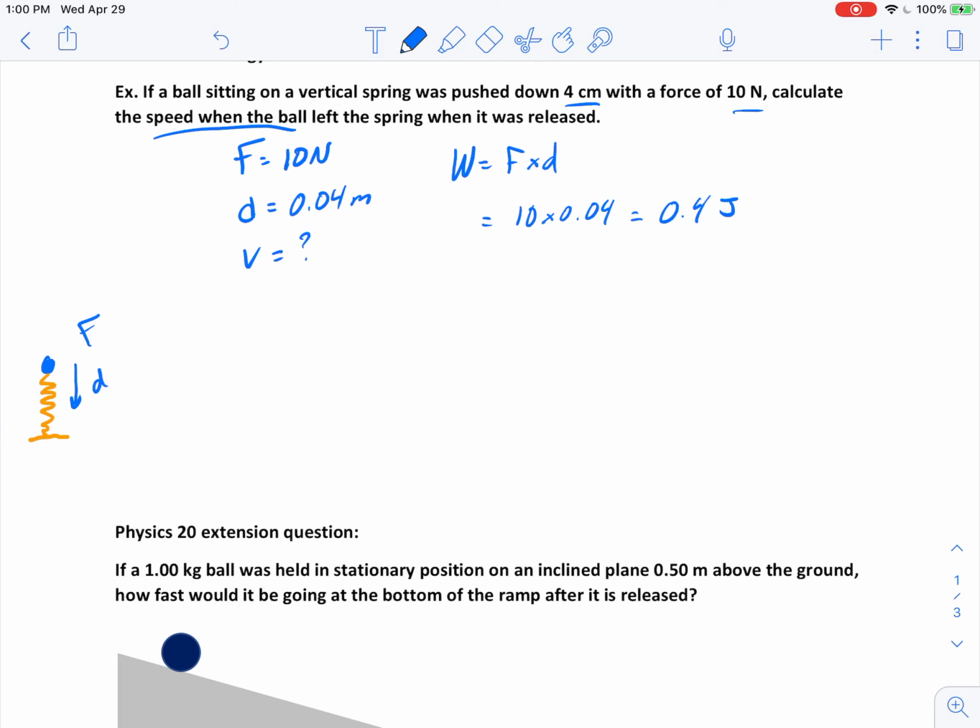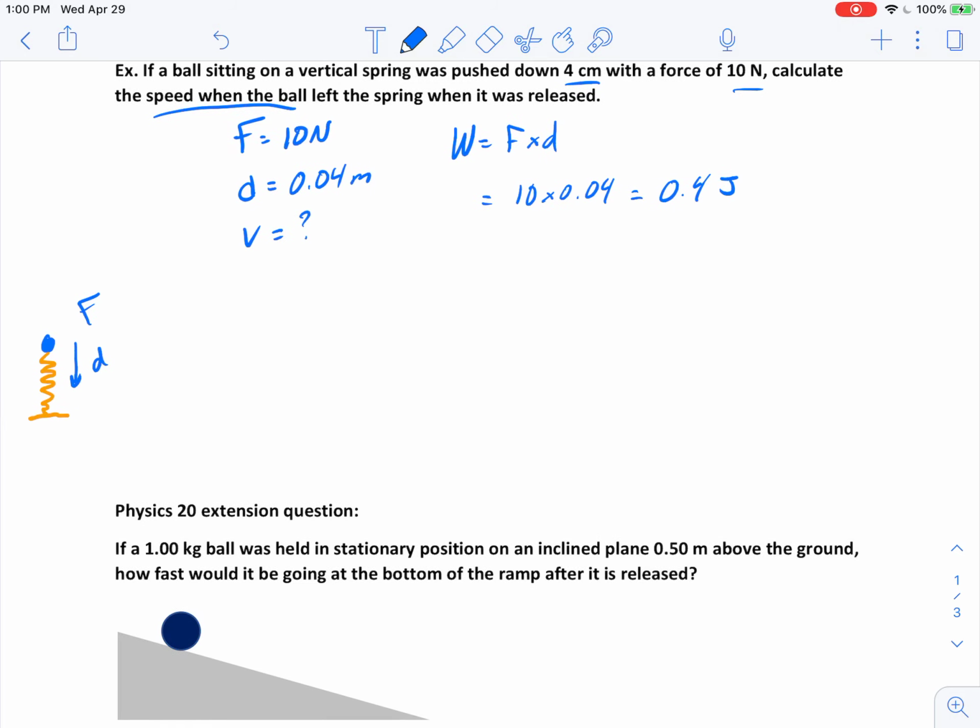Now why do we care about that? Well, you might recall that work is equal to the change in energy. So at the beginning you had nothing, but then you added work by pushing down on the spring. That's going to give us a change in energy. So that change in energy is 0.4 joules.